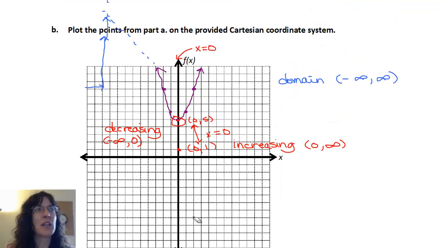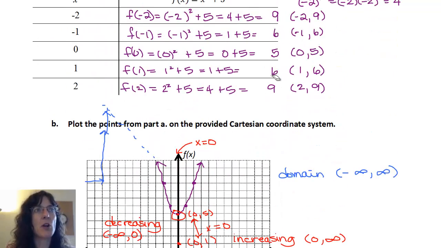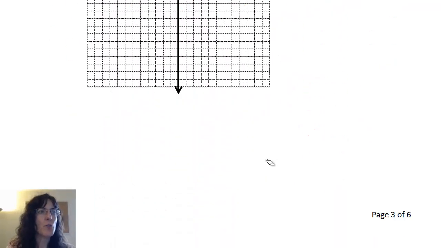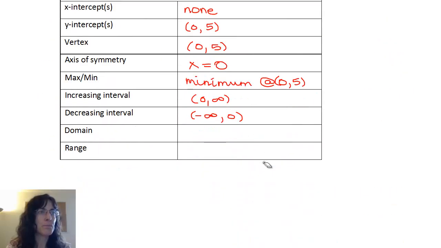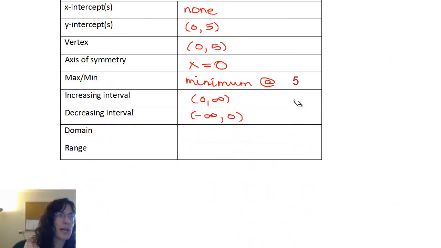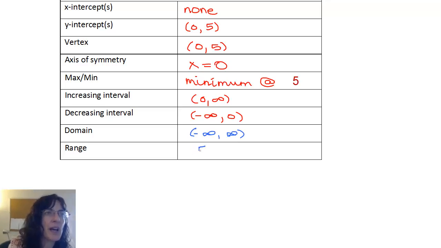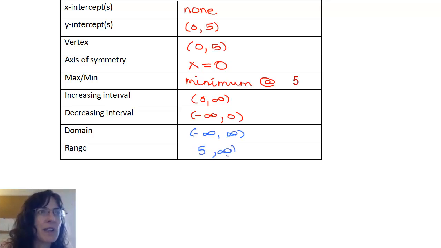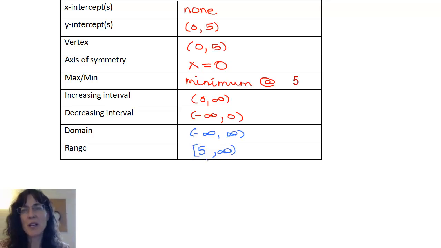Okay, and we can look at this too and see that the smallest value we have here is a 5, and that's the minimum for my range. So for the domain, I'll change my pen back, we had negative infinity to positive infinity, and for the range we had 5 to infinity. And the 5 is inclusive because the 5 is an actual point on my parabola.